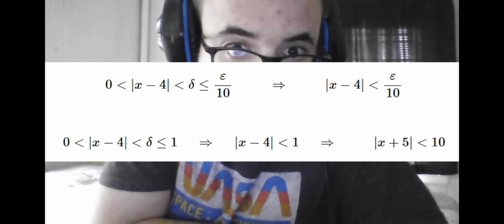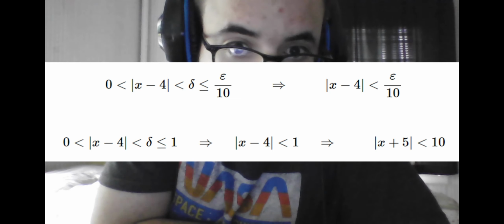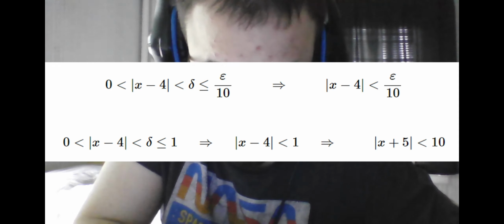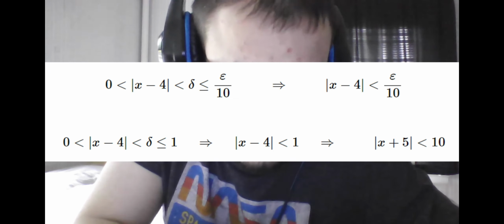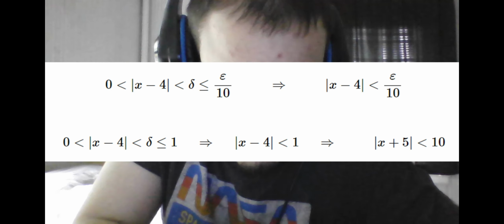By similar reasoning from what we found for delta, we know that absolute value of x minus 4 must be less than 1, so the absolute value of x plus 5 must be less than 10, by the laws of arithmetic and algebra. So now we are ready to test if our original function gives us epsilon with these values specified.